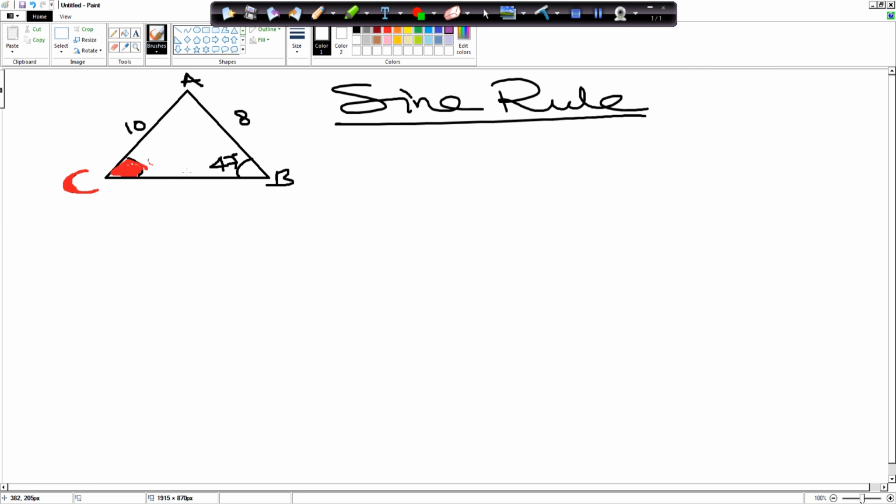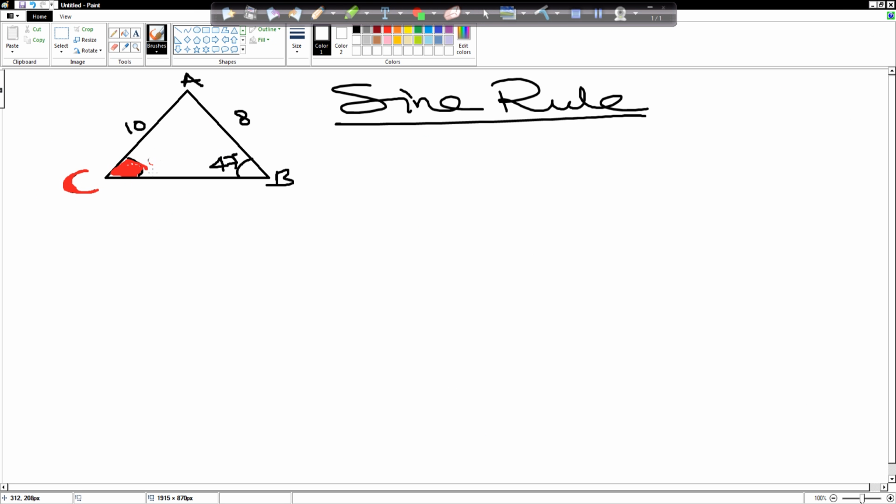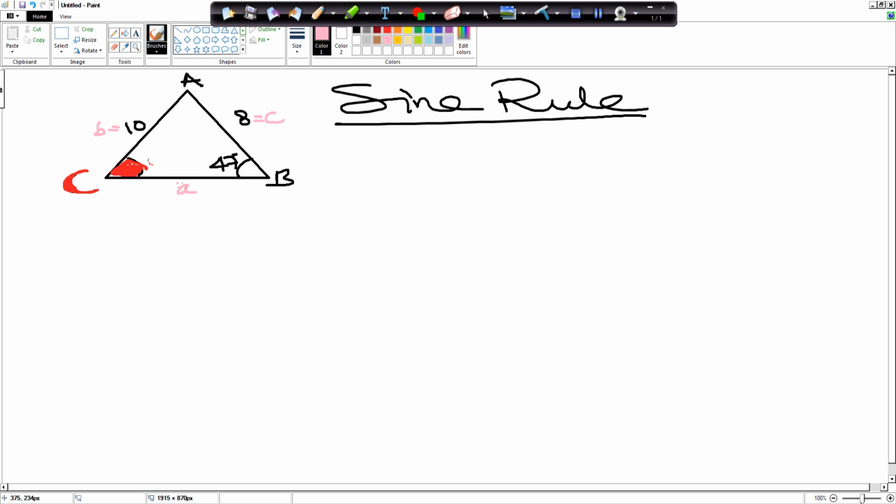We're going to finish off the labeling. Opposite the big C that we have to work out is the little c. Opposite the big B is the little b. Opposite the big A is the little a. At the moment, you can put the little a on there for completeness of the diagram. So we finish the labeling.